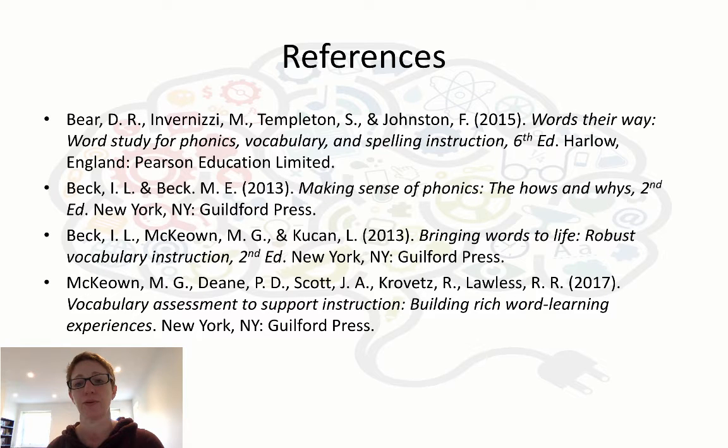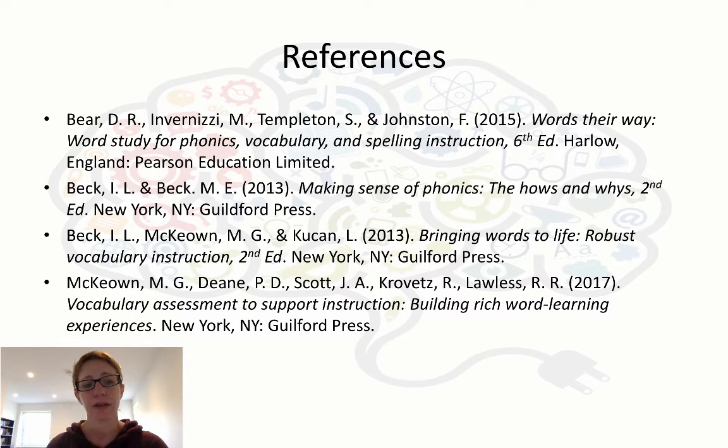Beck, McKeown, and Kucan, I think, is just an absolutely essential text when considering vocabulary teaching. So Bringing Words to Life not only provides us with the definitions and understanding that back the reasons why we select the words we do and the approaches that we take, but also gives us some very practical ways to teach vocabulary in the classroom.